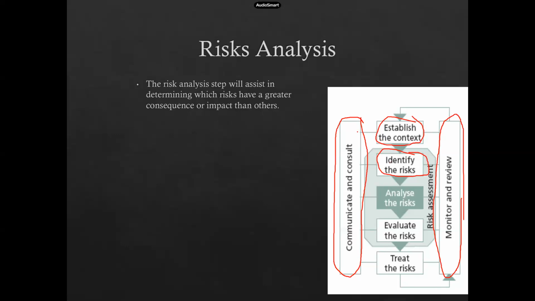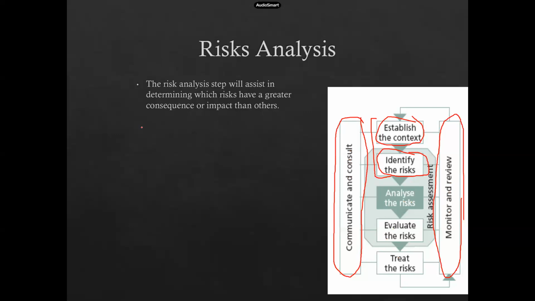Now, in the previous lecture, we did four parts. The first two parts were establishing the context, where we understood what a context is, and then we saw how we can identify the risk, and we also understood the communication and the monitoring and review part. In this lecture, we are going to quickly see how we can analyze the risks and evaluate the risks, and then we can treat them, and then again back to the same loop.